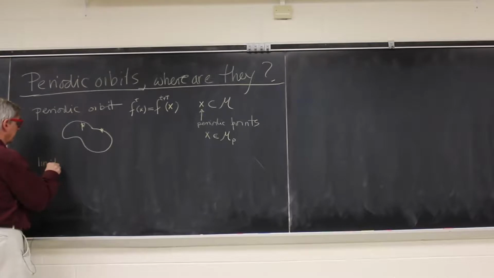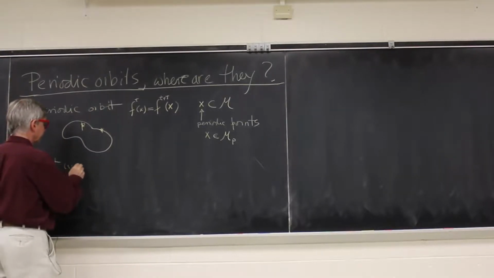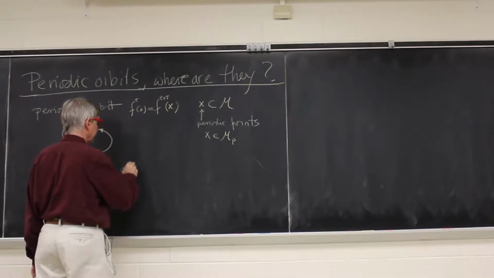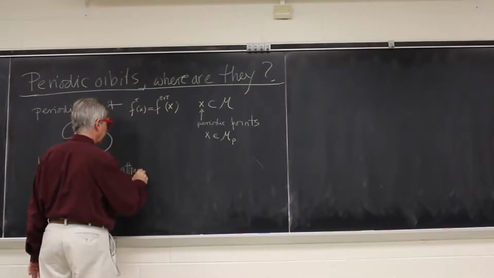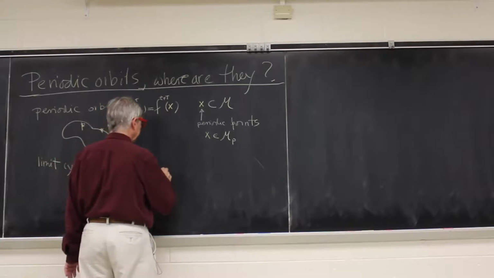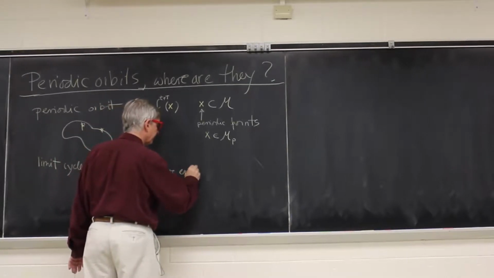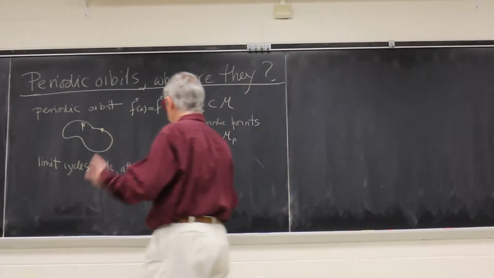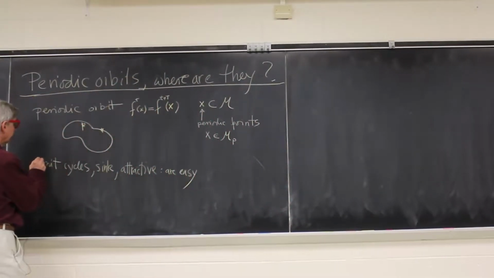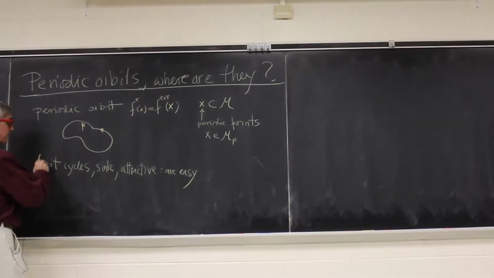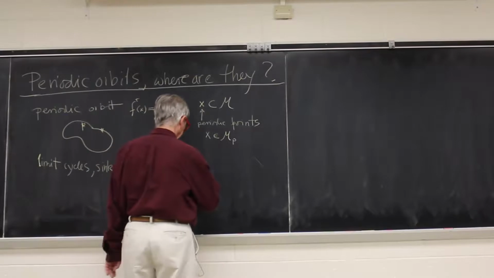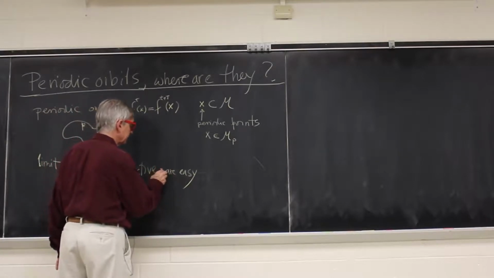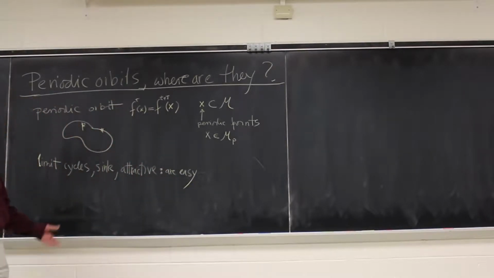Limit cycles, limit meaning forward in time, you end up on them. Or sinks, or many other words. So, attractive. So any perturbation dies out. Easy. They're important in some biological settings, so some circadian rhythms. There are some rhythms in biology where you really want limit cycles, and robust ones that are not easily destroyed by noise. So they're not to be scoffed at, but they're easy to find, and there are very few of them typically.